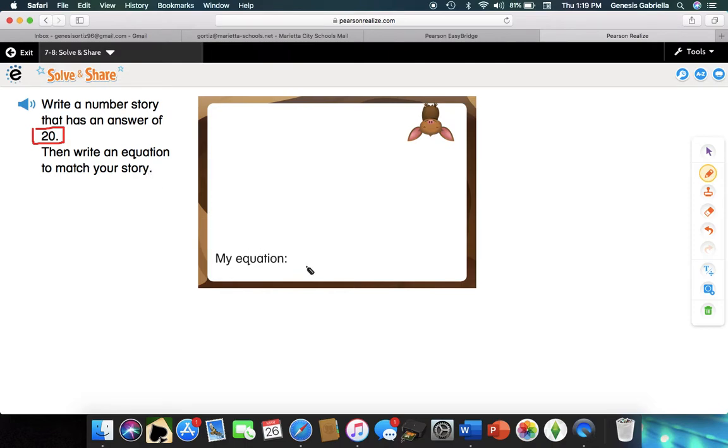Okay, so before I do this, I want to write my equation, right? Let's do subtraction. So let's do blank minus blank equals what? Well, they said to write a number story that has an answer of 20. So now I'm going to put 20 here. So we get to have some fun with this and choose our own numbers. So what minus what will get me 20? Well, let's not make this complicated here. Let's just do 30 minus 10. So easy.